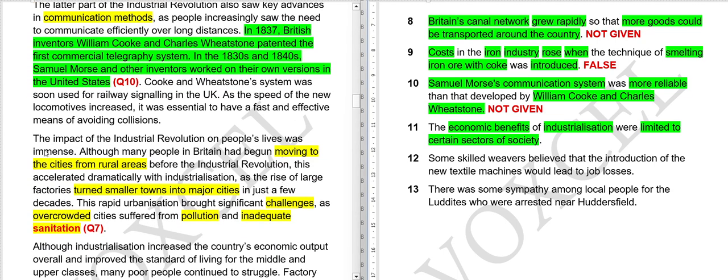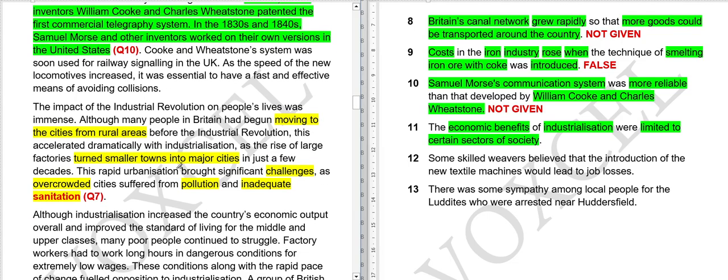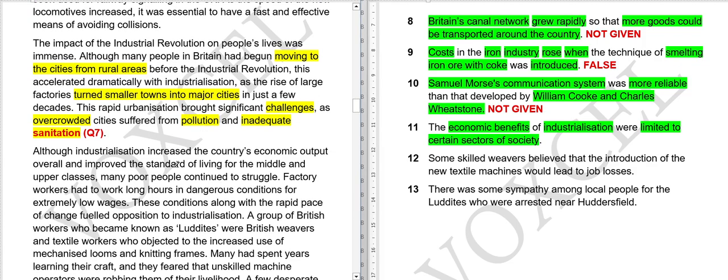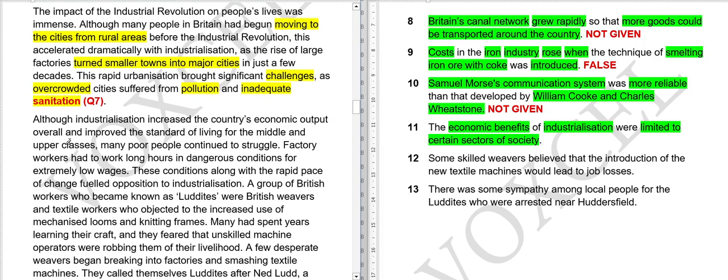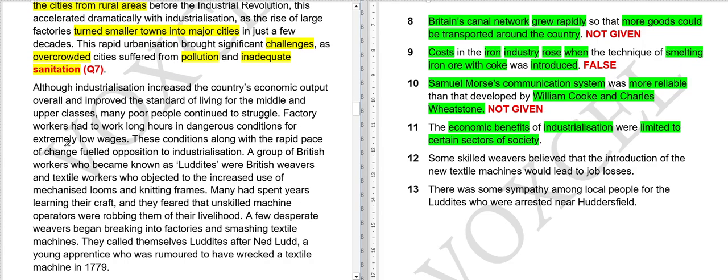So up until here we have read about industrialization. Here is also communication, but there is no mention of categories of society, or who benefited or not. So we will read further. Although industrialization increased the country's economic output overall and improved the standard of living for the middle and upper middle classes, many poor people continue to struggle.